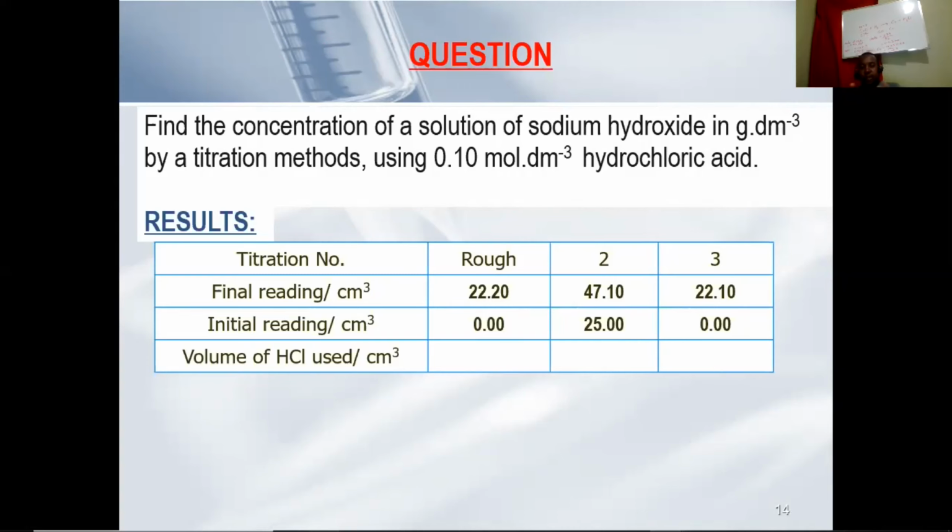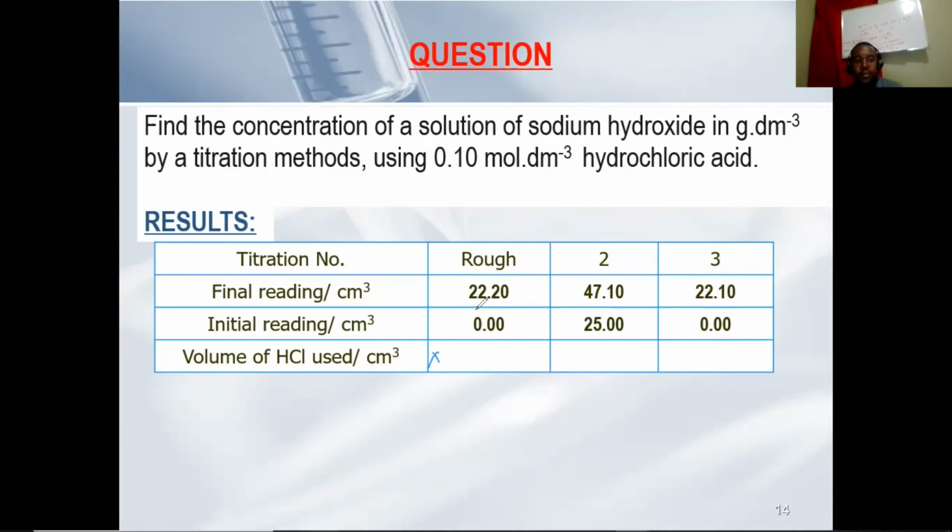All right, so let's go. What would be our volumes for each titration trial here? So the rough titration, what volume would we complete the table with? What volume would we write here? We have the initial and the final, so it's 22.20.